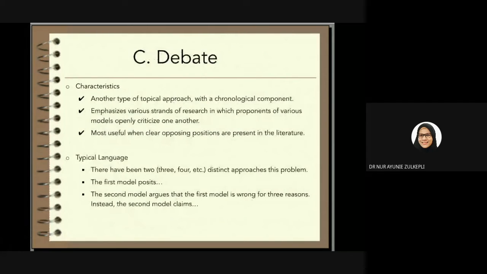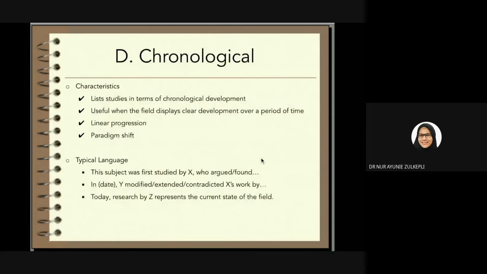Okay, you also can organize it in the form of debate, to emphasize various strands of research in which proponents of various models openly criticize one another, and it is most useful when clear opposing positions are present in the literature to argue. Okay, for example, there have been 2 distinct approaches to this problem, and you discuss what. Okay, the first model is what. The second model argues what or agrees with what. Okay, that is debate. And you can also organize your literature in the form of chronological order.